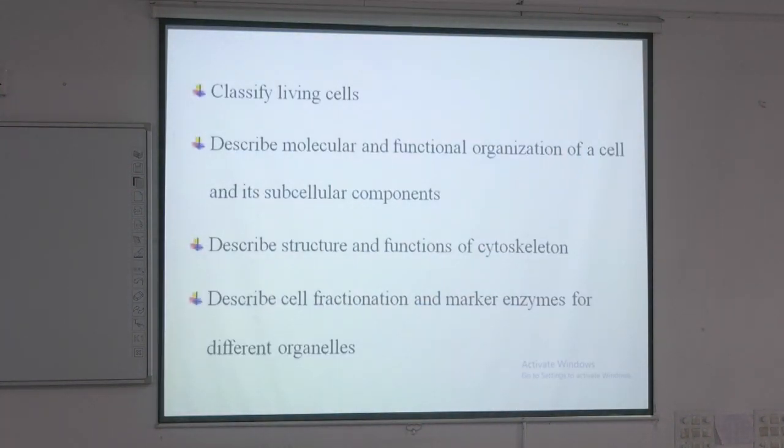So basically we classify living cells as prokaryotes and eukaryotes. Sometimes they are classified as unicellular or multicellular by the number of cells. And by function and different properties, we can divide them into prokaryotes and eukaryotes.